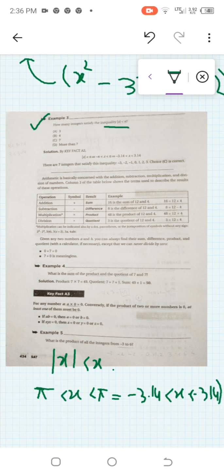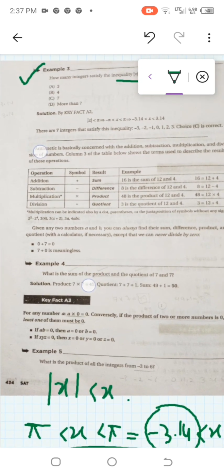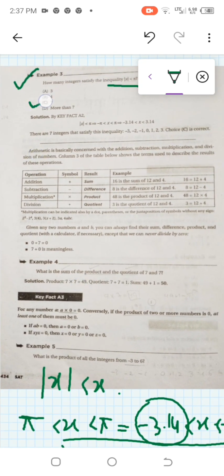So the values which satisfy this must be in between minus 3.14 and 3.14. So those will be minus 3, minus 2, minus 1, 0, 1, 2, 3. So these are some values which satisfy this inequality, because if the value is greater than 3, it will be greater than pi. So we have to find the values which must be less than pi. So those are 1, 2, 3, 4, 5, 6, 7. So those are 7 values. So our correct option will be C.